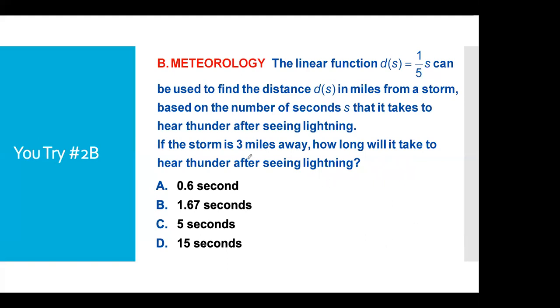All right, so this time we don't know s, that's what we're solving for. So we're going to say 3 equals 1/5 s. To cancel out the 5, we're going to multiply each side by 5. In doing that, we get 15 equals 1 s. Well, the 1 is redundant, so we just get s equals 15. So our answer is 15 seconds.